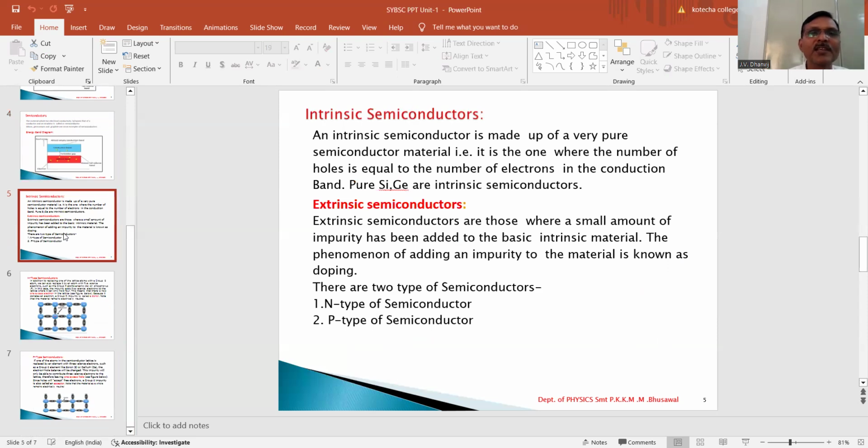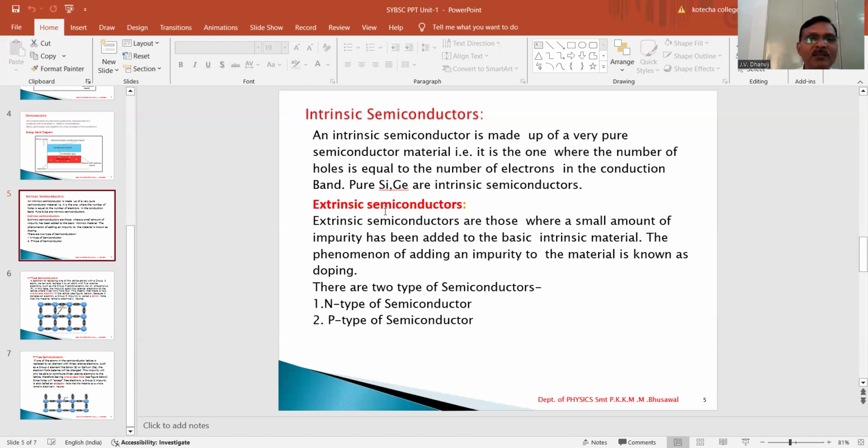Then intrinsic semiconductor. Basically, intrinsic means pure semiconductor. It is the one where the number of holes is equal to the number of electrons. Meaning in these semiconductors, the number of electrons is equal to the number of holes. For example, pure semiconductors are silicon and germanium.